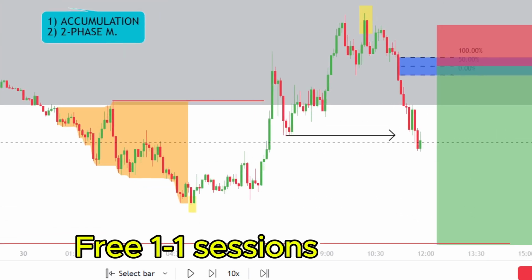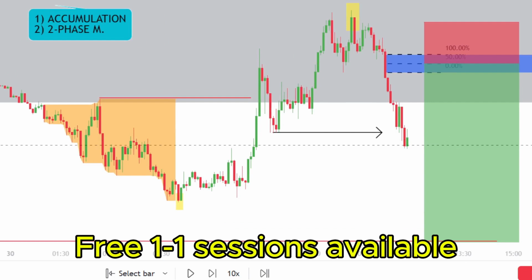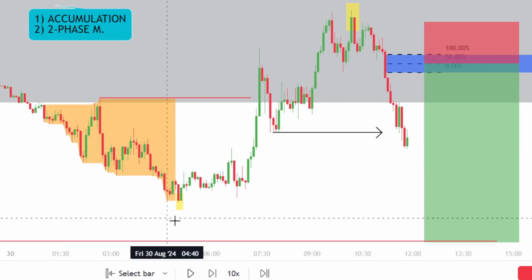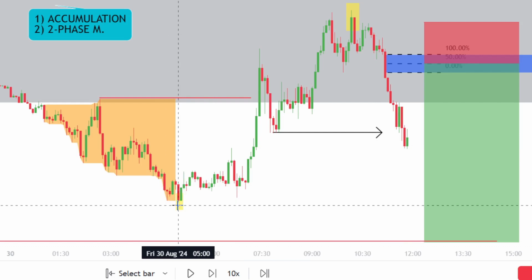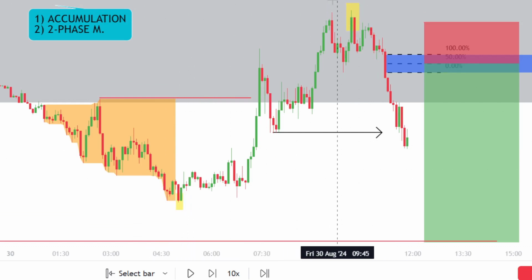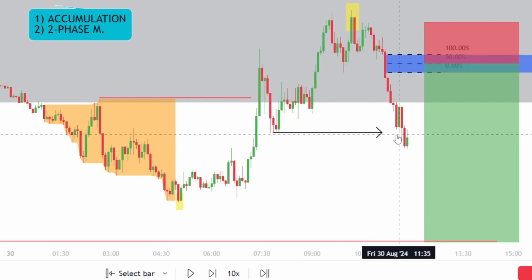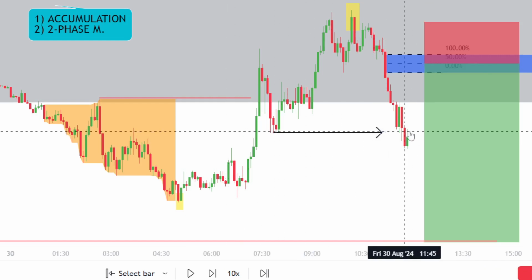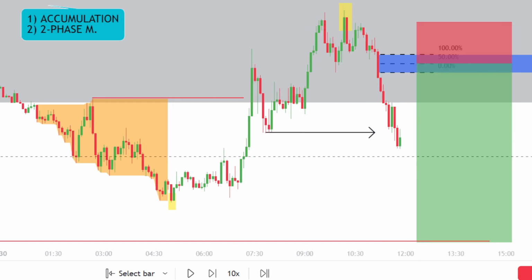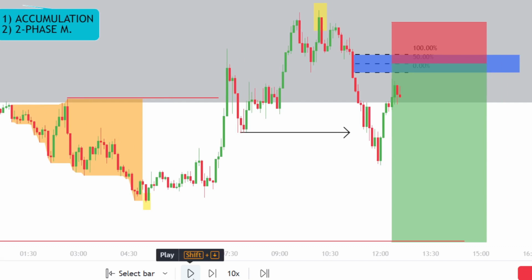But the main thing I want people to understand is that this is a two-phase manipulation model. We've had manipulation phase 1, we swept the Asian low. We've had manipulation phase 2, we swept the Asian range high. And it's been confirmed by a valid structure breakdown here. So this is what gives us our region for selling, and it gives us our confirmation. Let's continue to play price on and see what ends up happening.